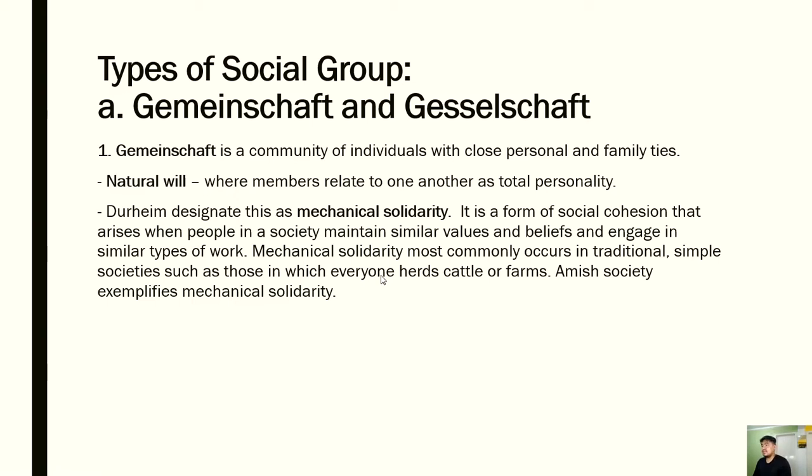Now, itong Gemeinschaft is more likely small yung mga tao dito. It is a community of individuals with close personal and family ties. So may tinatawag siya ditong natural will. But when we look into yung pag-cohesion, how do people unite or interact with themselves, may tinatawag na mechanical solidarity dito sa Gemeinschaft. So we look into social cohesion. Ano ibig sabihin ng social cohesion? Again, yung pag-unite at yung pag-interact ng tao para makuha yung certain goals.